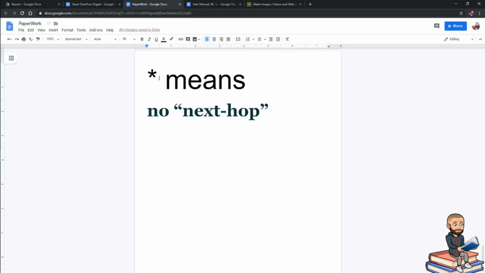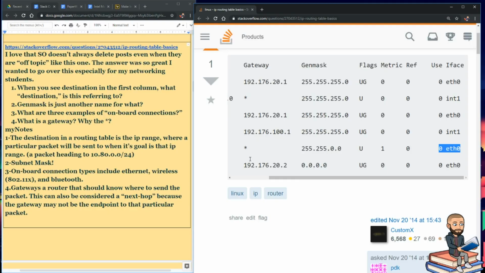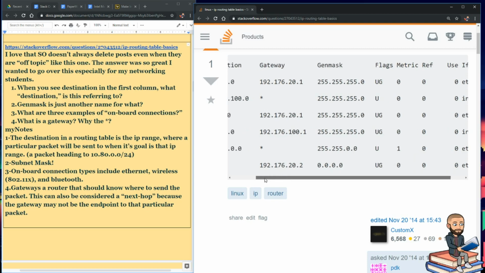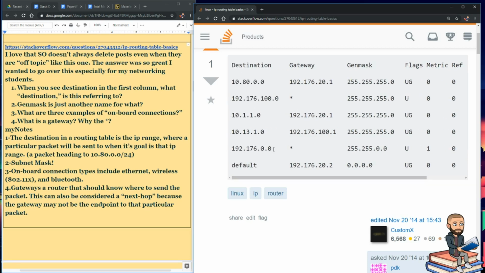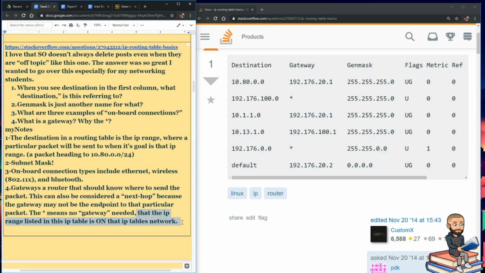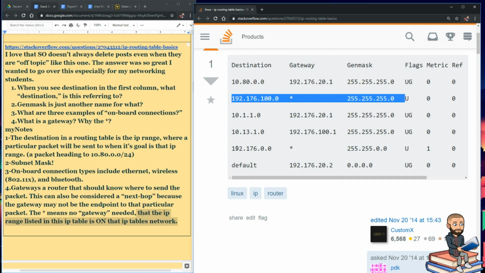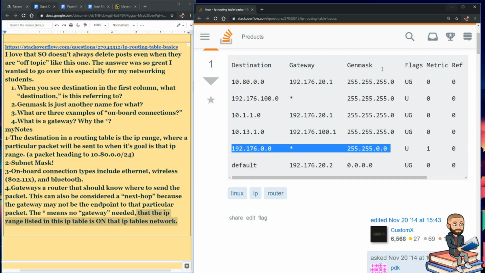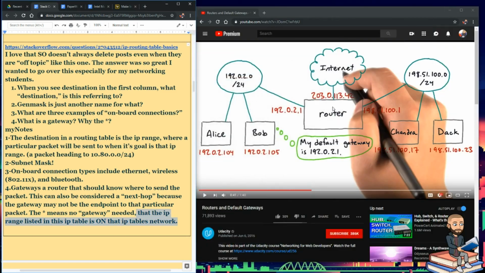And I was thinking about the advice I just gave you where I say to read the star as like no gateway needed. Well, it might be even better to simply say the star means there's no next hop. No need to go to a whole other router, like I am the only router you need to get there. That the IP range listed in this IP table is on that router's network. So there are two networks here with a star, and that just makes me think that an IP table like this might be something that exists on this router where if you go out of that interface, here's one network. If you go out this other interface, here's the other network.